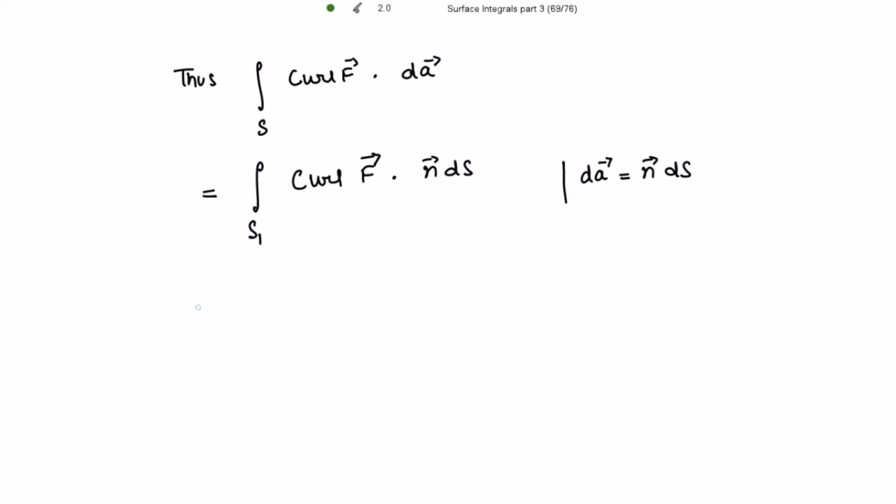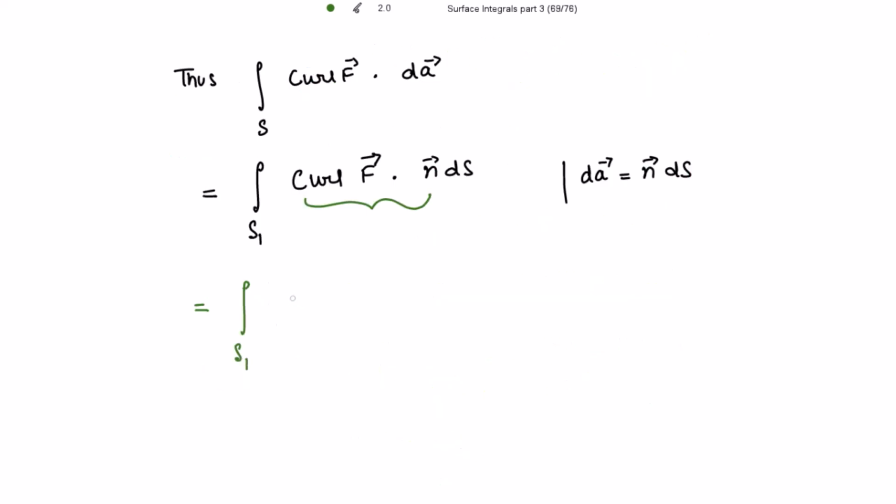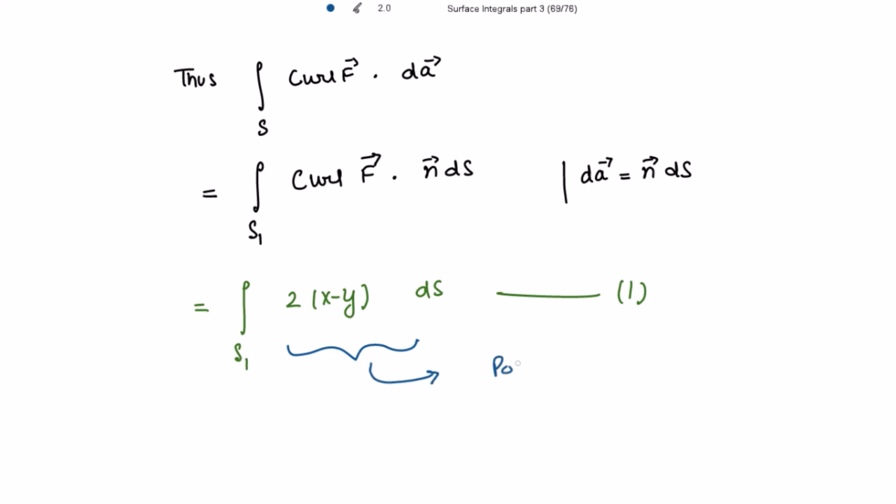Let's evaluate this further. So this is equal to the surface integral. Okay, what is curl of f vector dot n vector? We have found this to be twice of x minus y. So this is twice of x minus y ds. Please mark this as 1. Now to solve this integral, I need to change this to the polar form. And for that, we always put x equal to r cos theta and y equal to r sin theta.